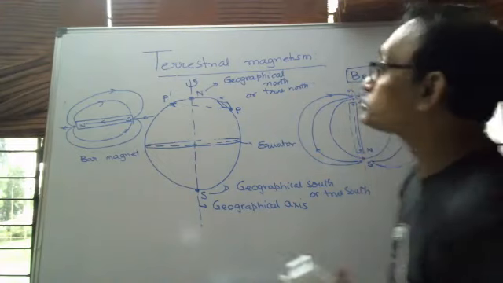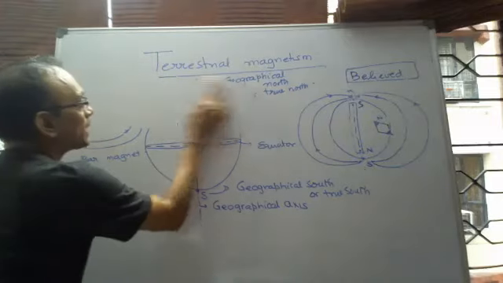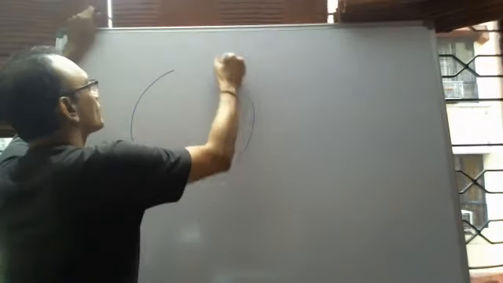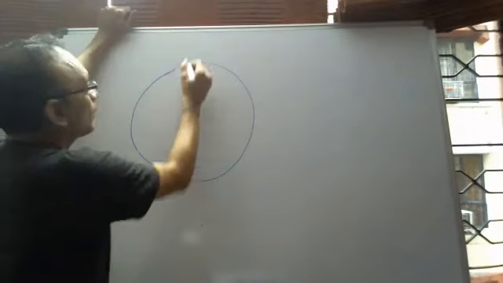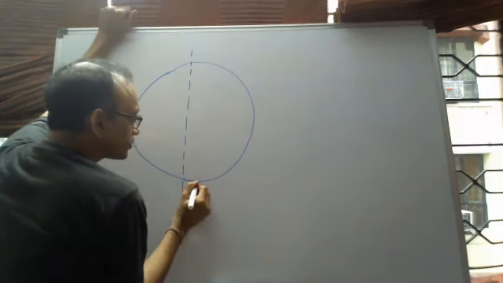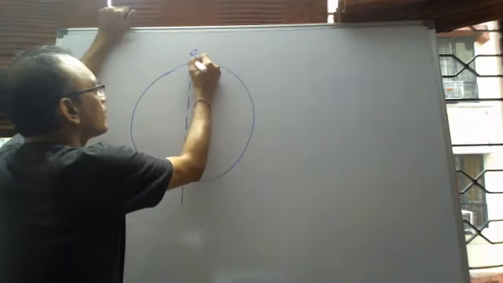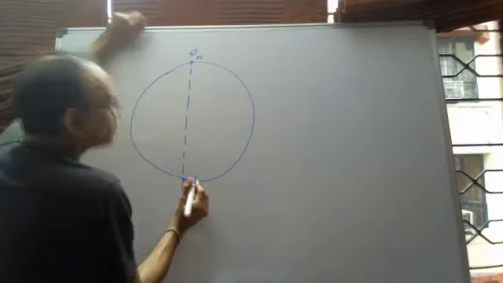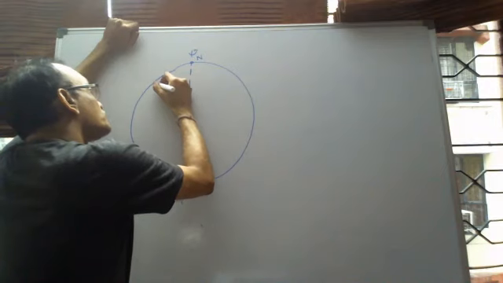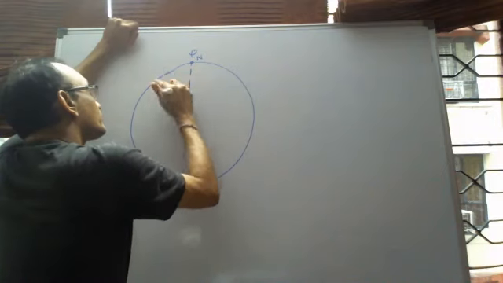This could have happened because this bar magnet that the Earth behaved like was not along the axis of the Earth. This was the axis of the Earth, geographical north, geographical south. And the bar magnet that we saw is actually found to be tilted.